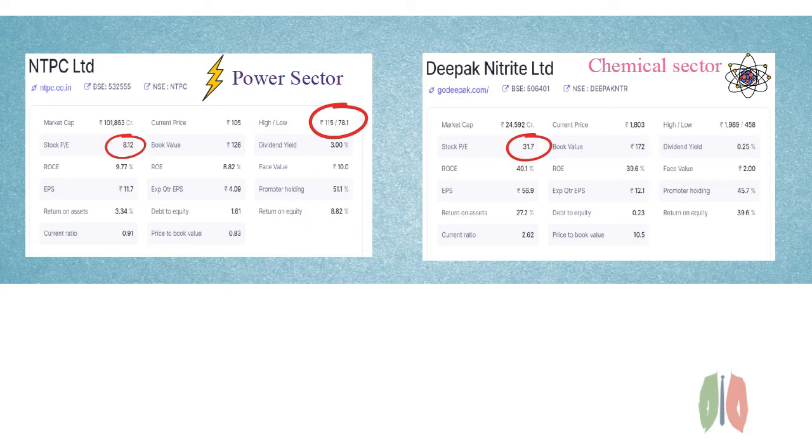When we see Deepak Nitrite, it has a 52-week low of 458 rupees and a 52-week high of 1989, and the current price is 1803. So irrespective of the price to earnings, Deepak Nitrite has performed well in the last 1 year. Also see the book value of Deepak Nitrite, which is 172. The price to book value is 10.5, which means that the current price is 10 times the book value. When this company is dissolved, shareholders will be getting 172 rupees per share irrespective of the 1803.